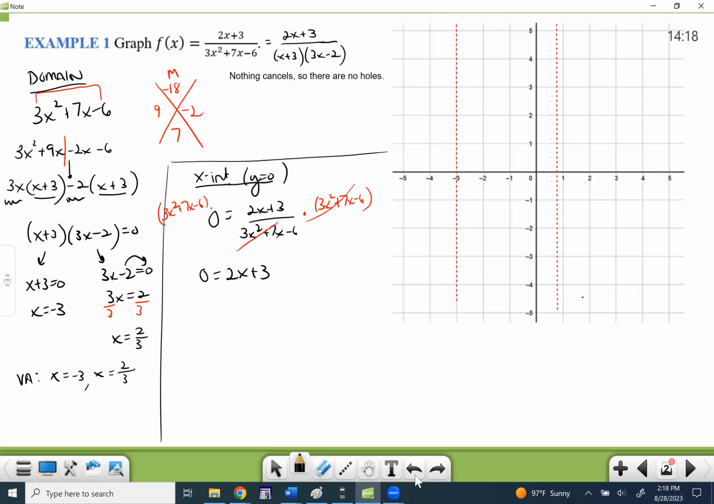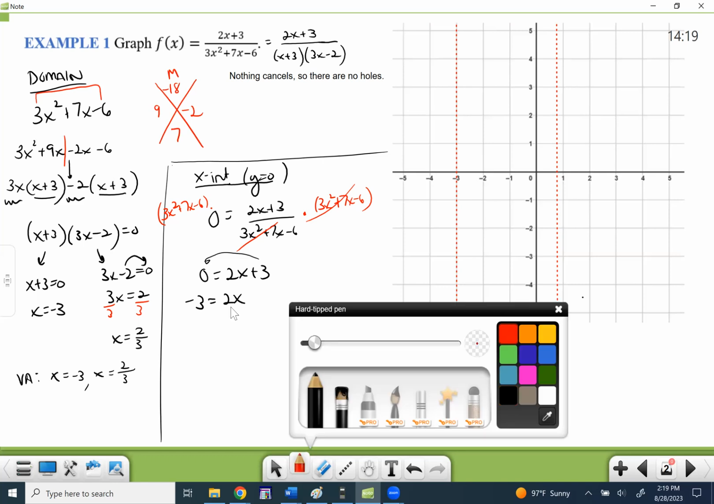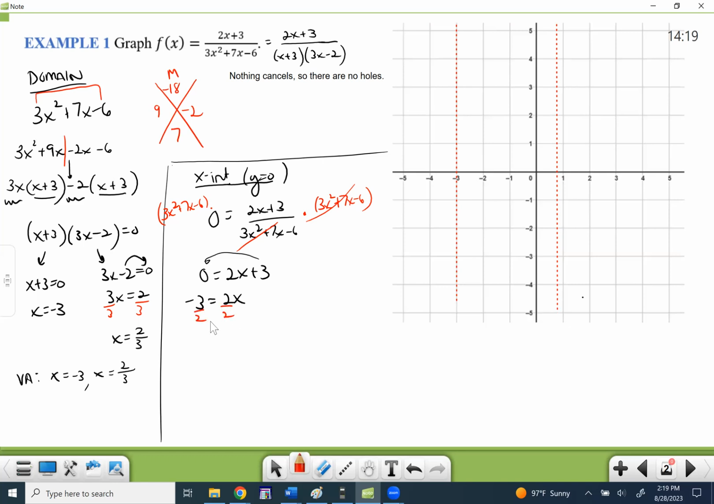All right, so we're going to subtract 3 over, so it'll be a -3. And then we'll divide by 2. So we get x equals -3/2. In other words, -1.5, right? So that means that we have at (-3/2, 0) our x-intercept. So -1.5, that'd be like right here.